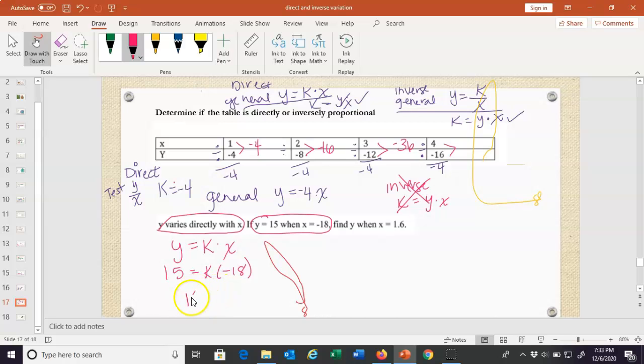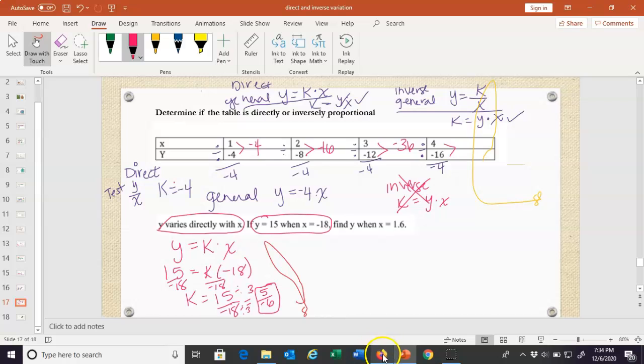And solve for k. K equals, we're going to divide by both sides, right? 15 over negative 18. Now, I happen to realize, and you guys probably do too, that these numbers do have a common factor, something that will divide into them evenly. And it happens to be 3, right? So 15 divided by 3 is 5. And negative 18 divided by 3 is negative 6. So we're just reducing the fraction.